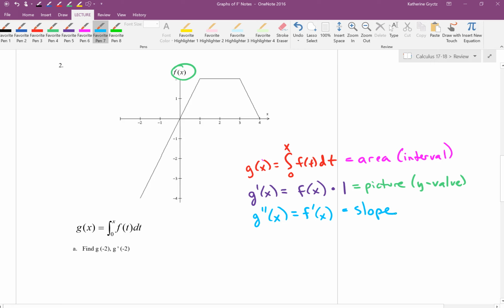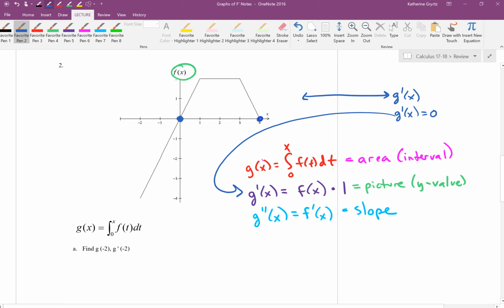And so again, we can make our sign lines here and figure out what's going on. If we were going to make our sign lines, one of them would be for g prime. Every time we make these lines, we take that and set it equal to 0. So we talked about what g prime was. g prime is equal to f, which is the picture. So we're looking for where the y value is equal to 0. Looking at the picture, there are two places where the y value is equal to 0. So we would put 0 and 4 here. And then we would have 3 intervals to fill out.